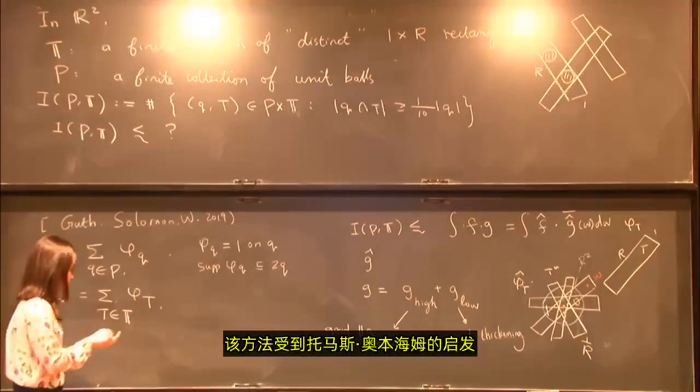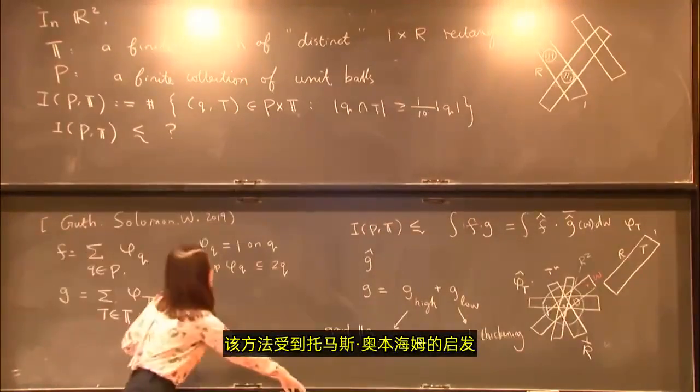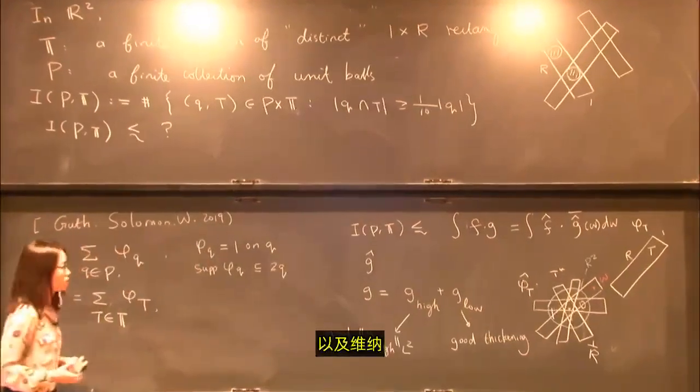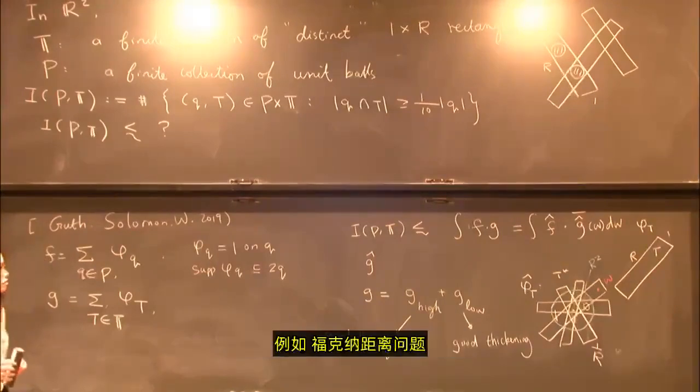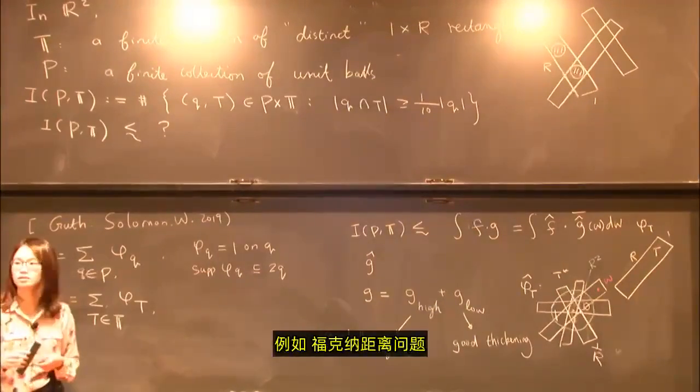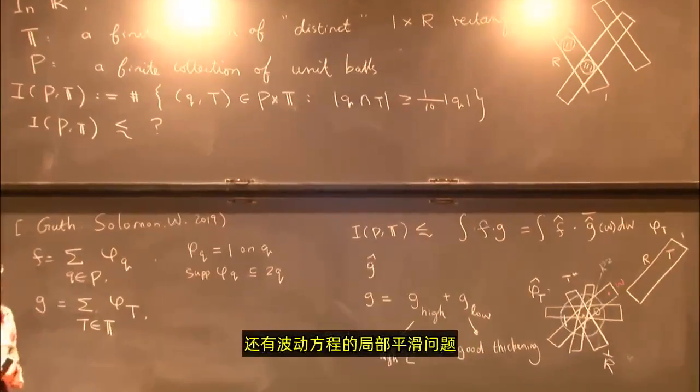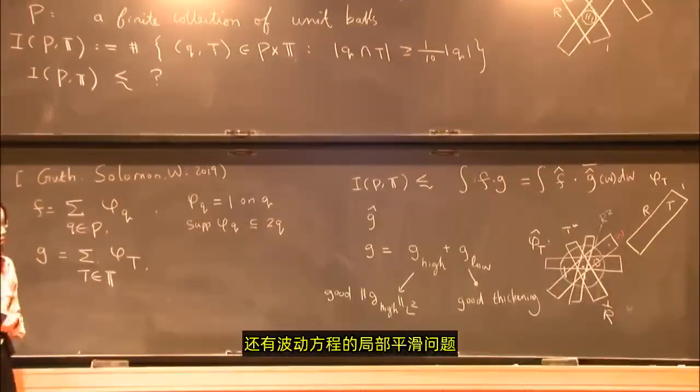This method was inspired by Thomas Wolff and also Orponen. It has some consequences in Fourier analysis, for example, the Falconer distance problem and also the local smoothing problem for wave equations.